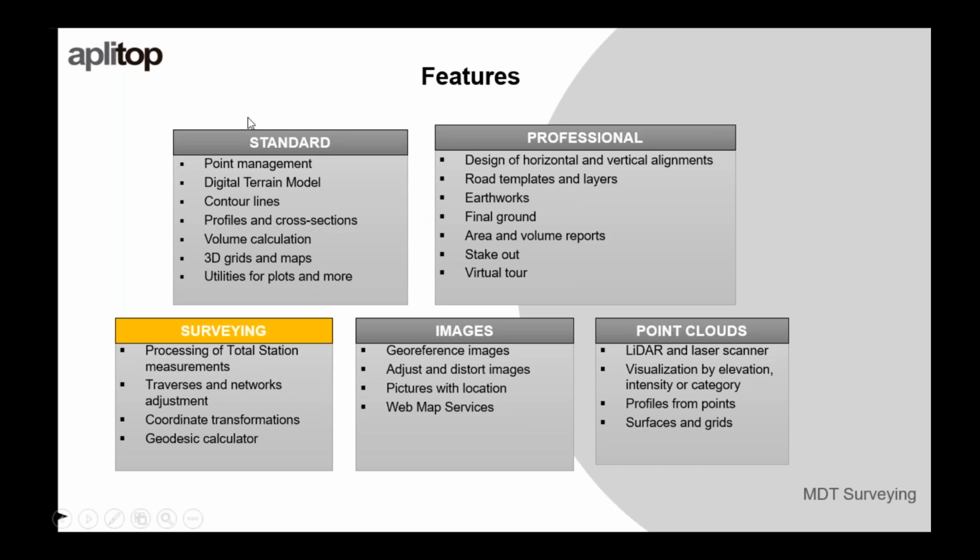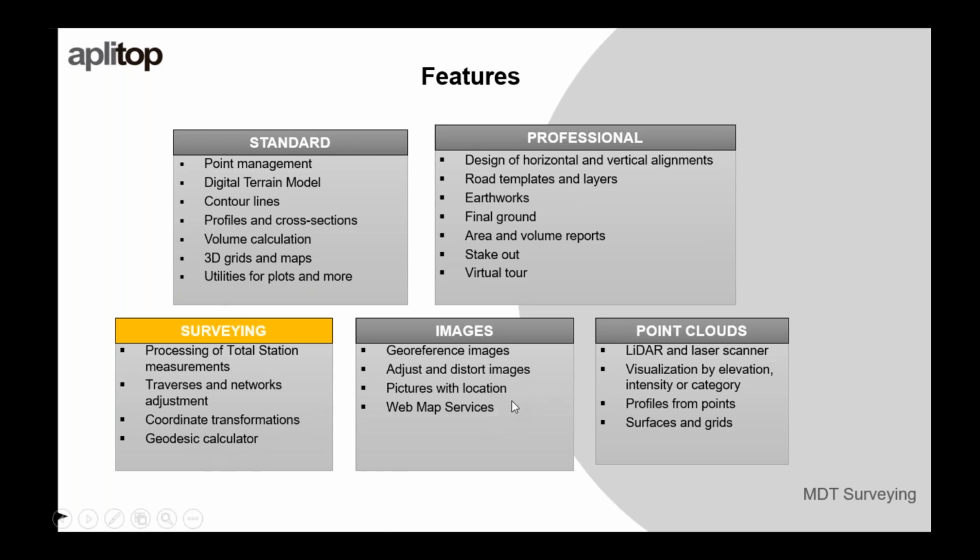The standard version is to work with point management, making your DTM, contour lines, and to get your profile and cross section. When we want something more sophisticated in order to prepare earthworks or design a road project, you need the professional version. The surveying module is to process total station measurements, make traverses and networks, coordinate transformation, and geodetic calculator. You will have all the demonstration today.